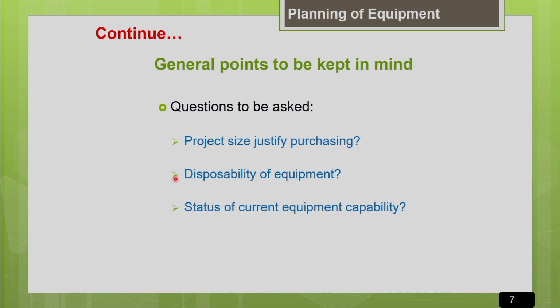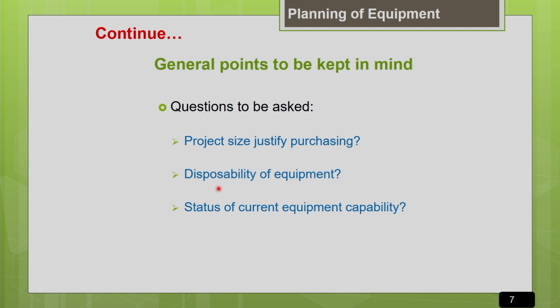So these are the general questions to be asked before planning for a purchase of any machine. Whether your project size justifies purchasing of the machine. It's a very important question, because whatever equipment you buy, the size of the equipment should fit into the size of your project. That is, the equipment cost should fit into the project cost. For a very small project, I cannot go for a very high-end equipment. It won't justify your purchasing.